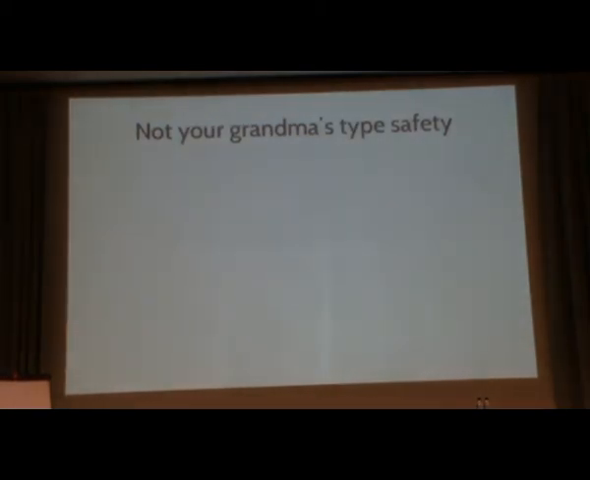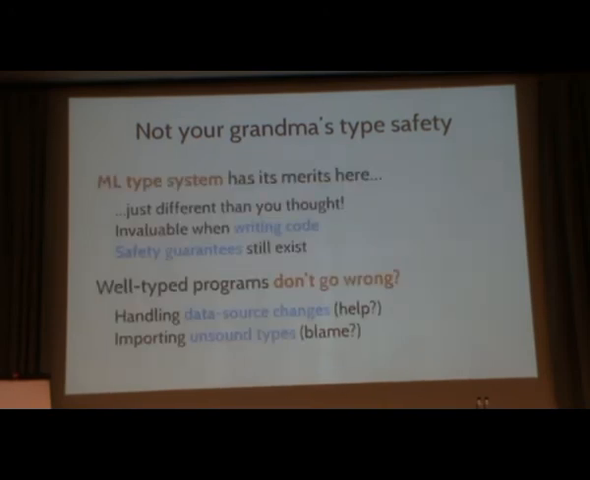To conclude, I think the ML type system that is in F# really has its value. It's just slightly different in the context where I was using it, because it helped me all the time when writing the code, and I would never ever be able to do any of the data access stuff without nice type inference. There are still some safety guarantees that you get from this.